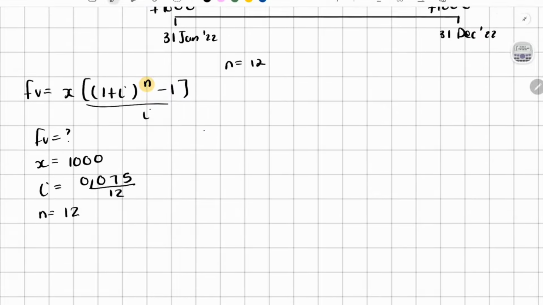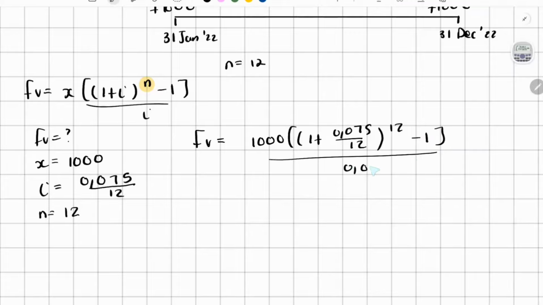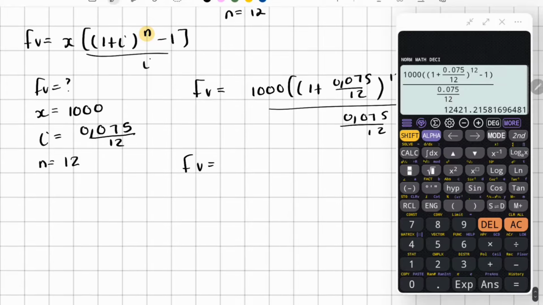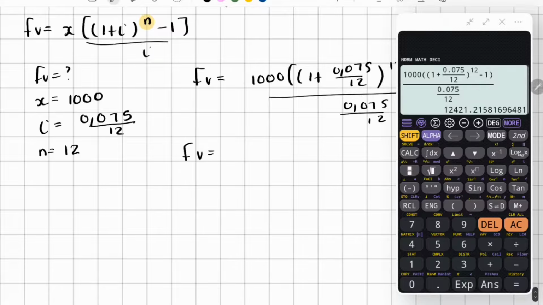So future value will be equal to 1,000 times open bracket 1 plus 0.075 over 12, raised to the power of 12, minus 1, and then over 0.075 over 12. You could just put this onto the calculator and let's see what we get. This is how much we have. We're going to round off to 2 decimal places. He ends up with 12,421 Rand and 22 cents.